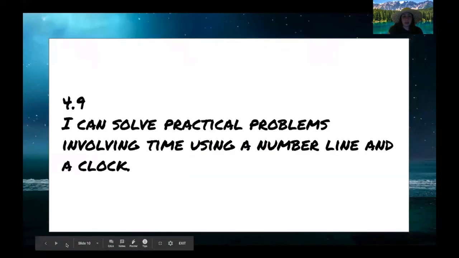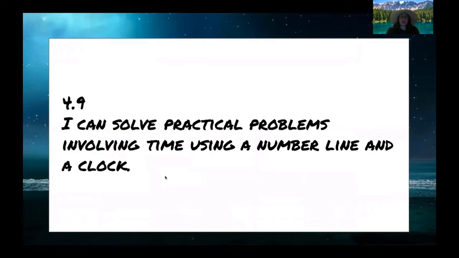And the last thing we're going to do is check and make sure that we met our I can statement. So, I can solve practical problems involving time using a number line and a clock. So we did one problem using a number line, one problem using a clock, and then you get to decide which one you prefer for which types of problems. And you can pick number line for some and clock for some. You can do all number line, you can do all clock, whichever one is most comfortable and easiest for you to solve those problems.